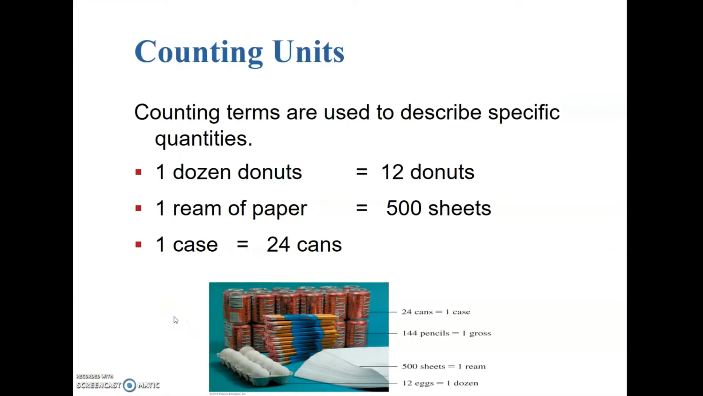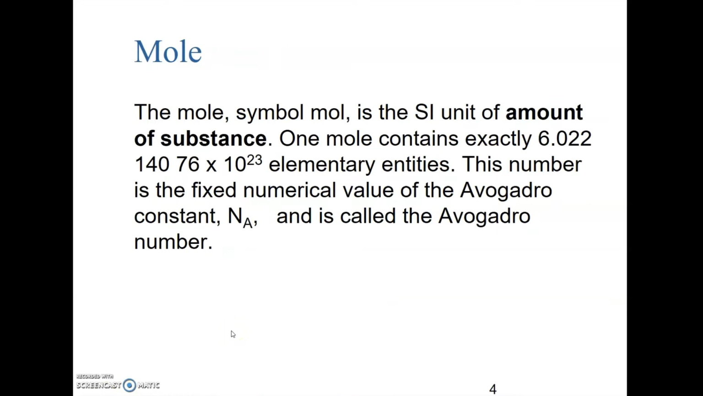as we use counting terms to describe the specific quantities of different things in life, in chemistry we will use the mole. Mole is the base unit for quantity in chemistry in the SI system. 1 mole of a substance contains exactly 6.022 times 10 to the power of 23 elementary quantities of that substance. This number is known as Avogadro's number, and this number is a constant for a mole.